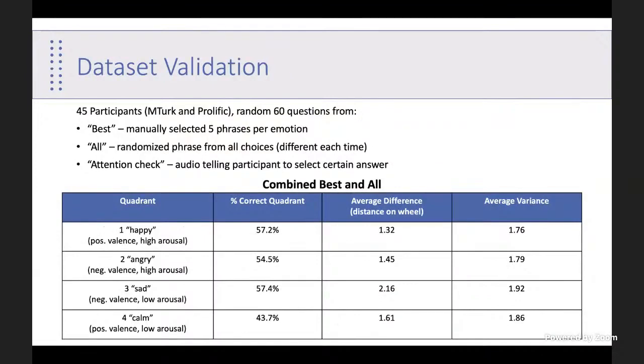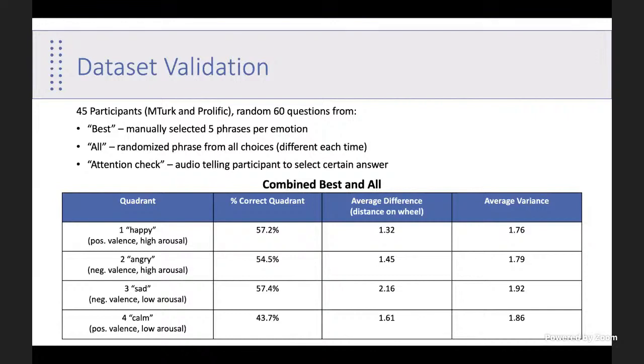For our validation of the data set, we had an experiment with 45 participants using Mechanical Turk and Prolific. And we gave each participant randomized 60 questions from 3 different categories of question. So the first category was the best category, where we manually selected 5 phrases for each emotion that we felt well represented that emotion. This was primarily for the purpose of having several phrases that we could have validated and say, this phrase is joy, we have validated it specifically, we know that it works well, it's easily identifiable.